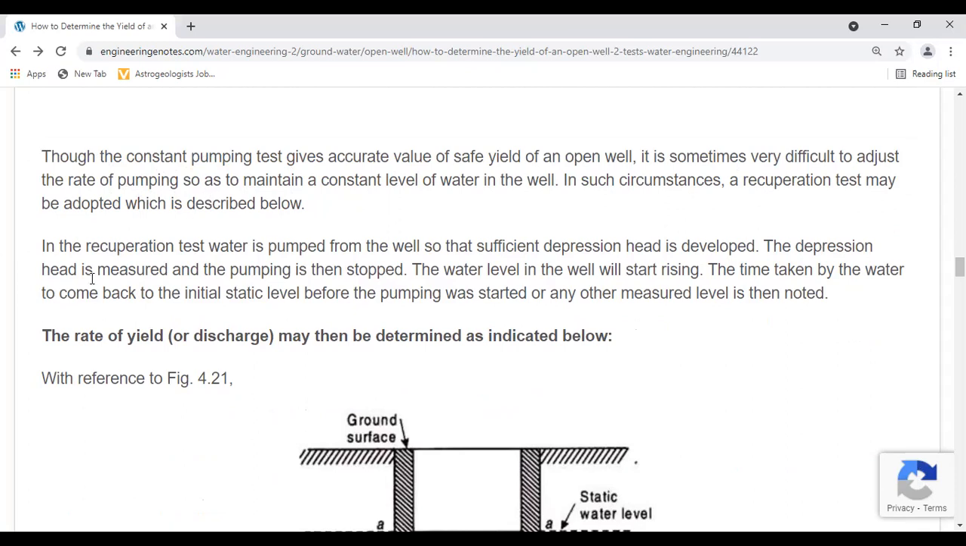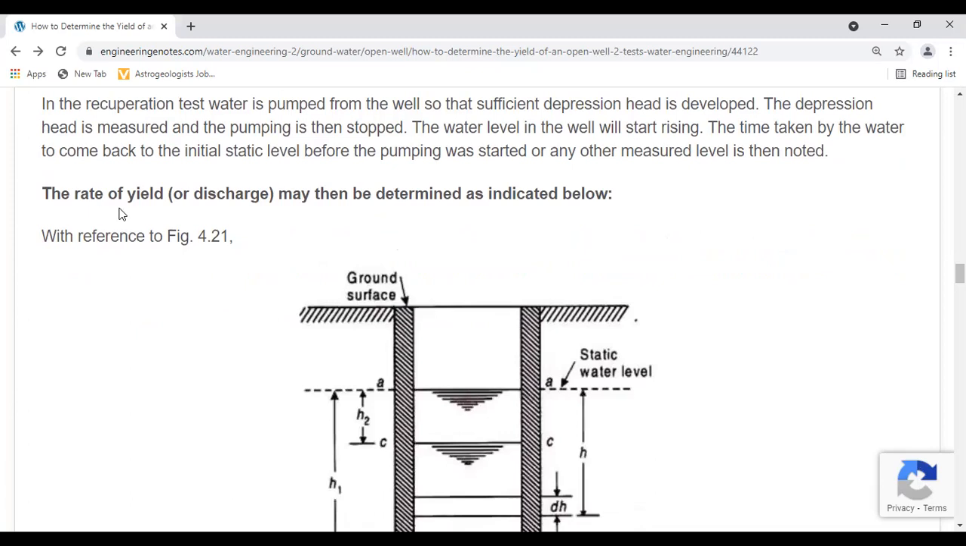In the recuperation test, water is pumped from the well so that sufficient depression head is developed. The depression head is measured and the pumping is then stopped. The water level in the well will start rising. The time taken by the water to come back to the initial static level before the pumping was started, or any other measured level, is then noted. The rate of fill or discharge may then be determined as indicated below.